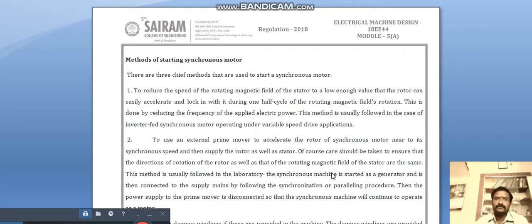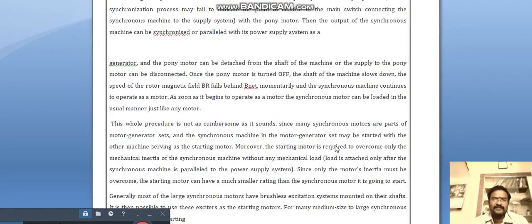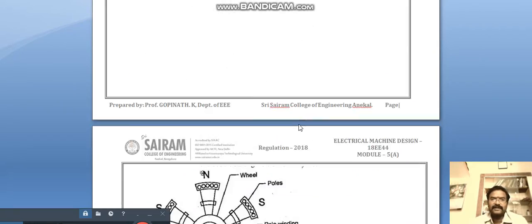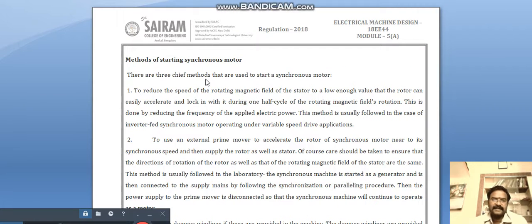So there are three types. One is by reducing the frequency, another is by an external motor, and another is damper winding. These are the three types of starting the synchronous motors. First one, by reducing the frequency.